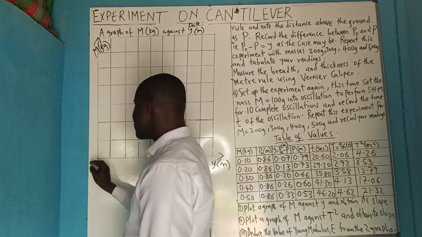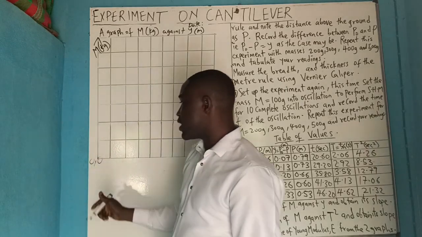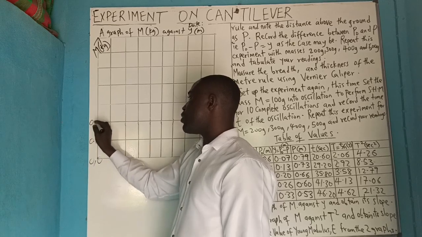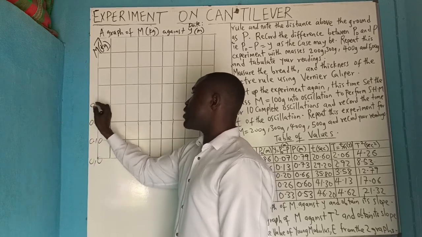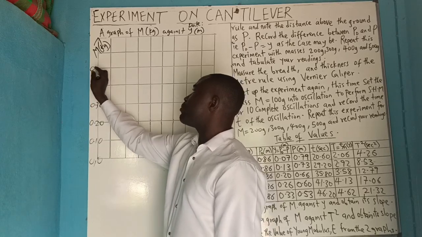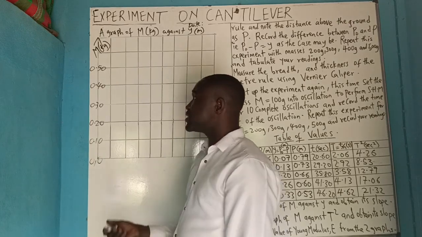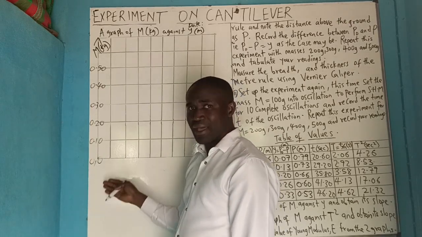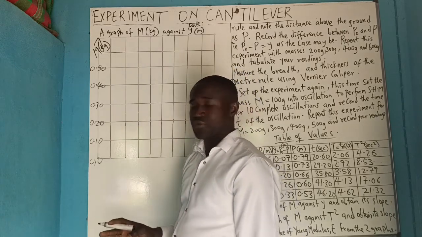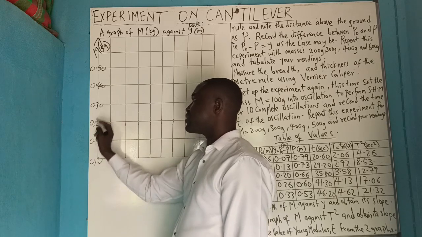if I wish to start 0.0 here, it will be 0.10, 0.20, 0.30, 0.40, 0.50. So the idea of choosing an appropriate scale is to choose a number that will accommodate in the graph, such that the difference between each of them will be giving you the same thing.